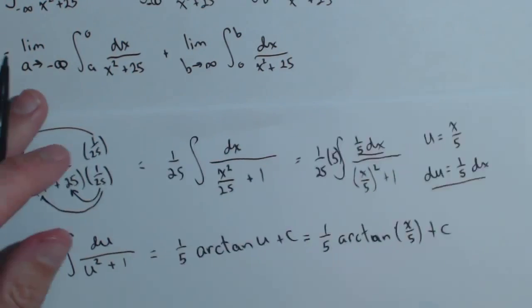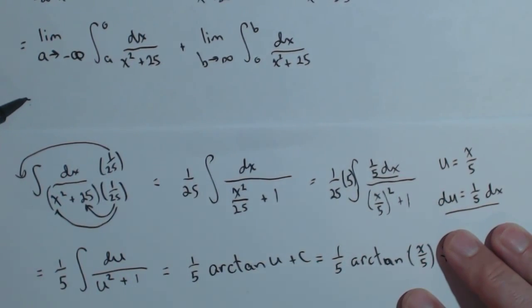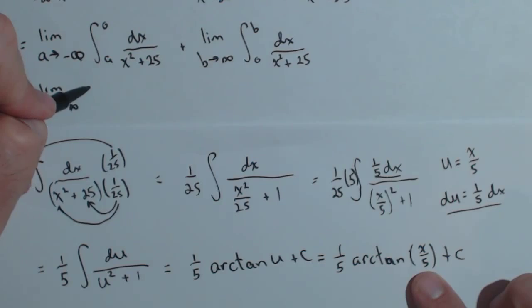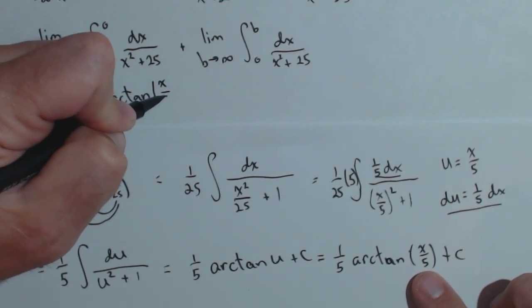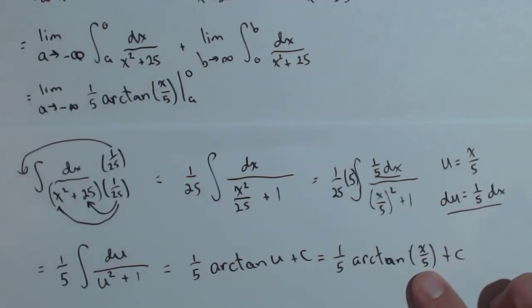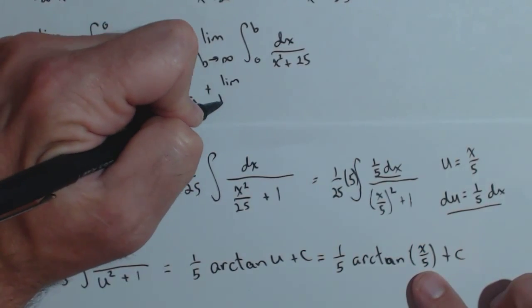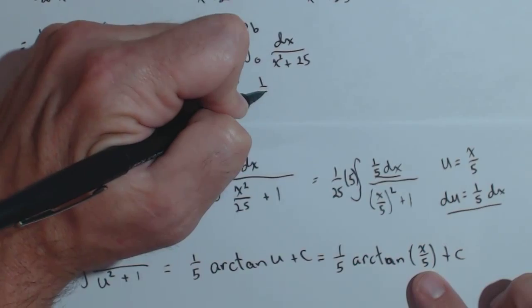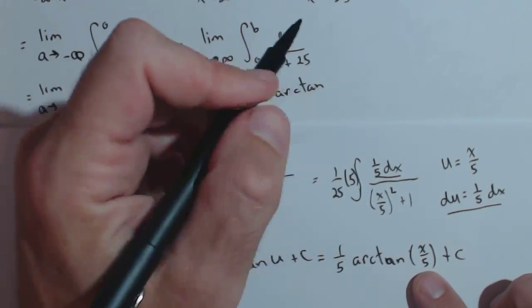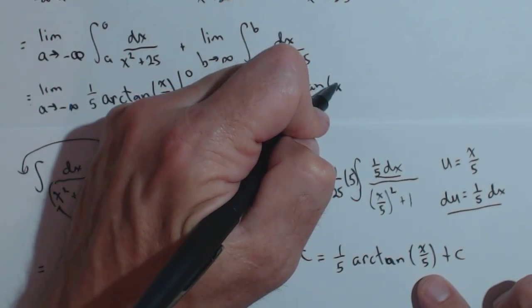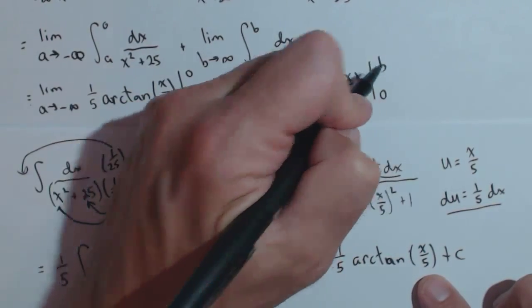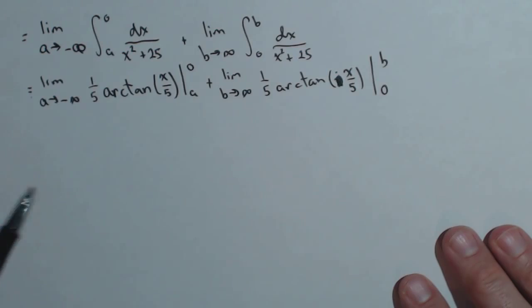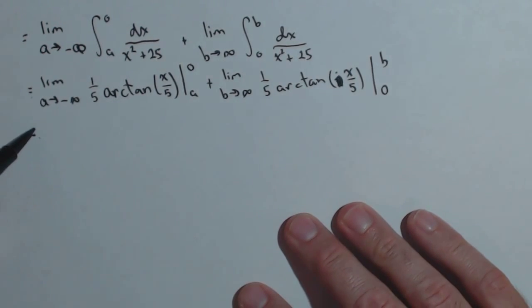There's our antiderivative. So combining that with our work up here, we're going to have the limit as a goes to negative infinity of 1/5 arctan of x over 5, and this one's going to go from a to 0, plus the limit as b goes to infinity of 1/5 arctan of x over 5, and here x is going to go from 0 to b. So we don't need this anymore, so let's move that out of the way, and we're going to work from here. Now we need to plug in our limits.